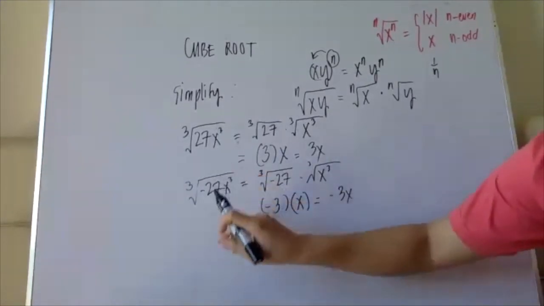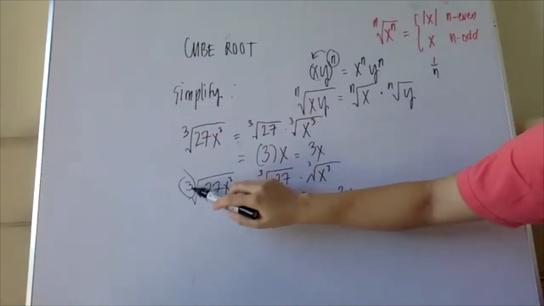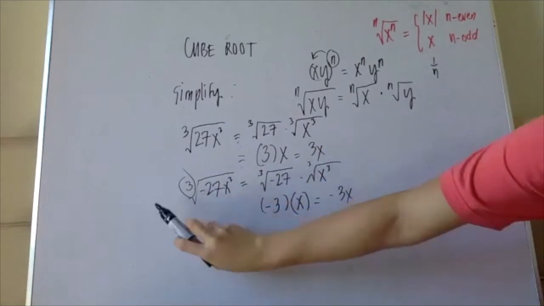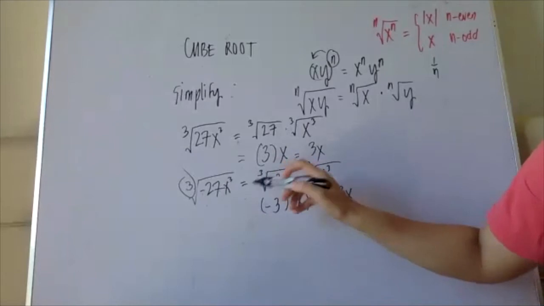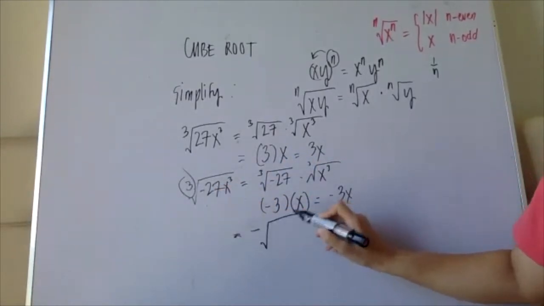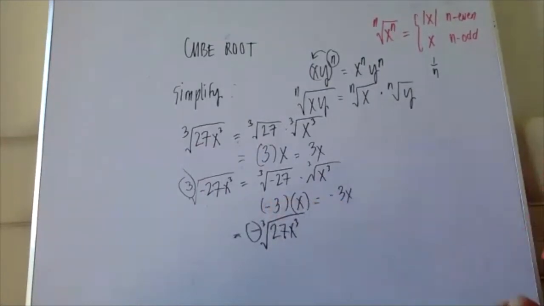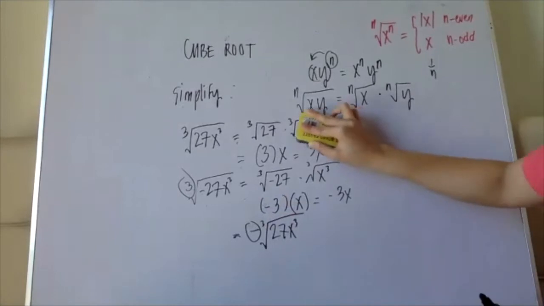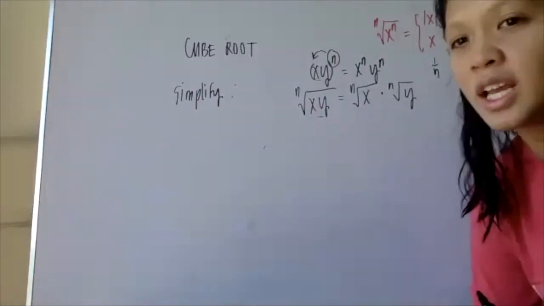So guys, once odd yung nandito, tapos may negative ka sa loob, pwede mo nang ilabas yung negative. Ilabas, hindi siya mawawala. Nasa labas lang siya. For example, ito, equal lang din niya sa negative of cube root of 27x. Nandiyan pa rin yung negative. Madali lang yan or may tanong? Huwag mahiya magtanong kahit sinasabi ko madali.